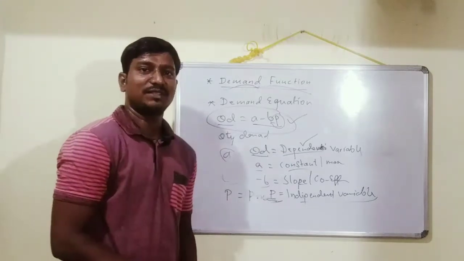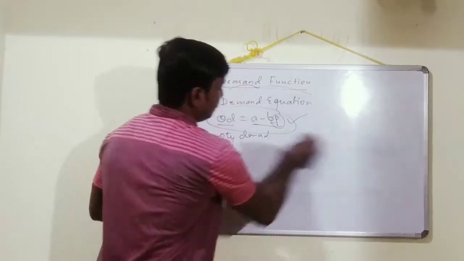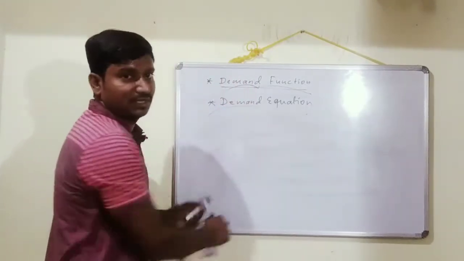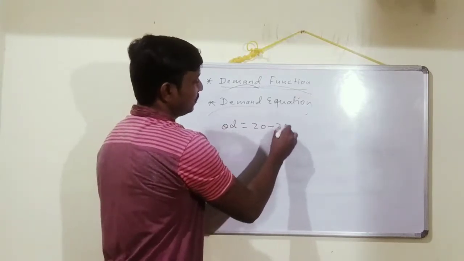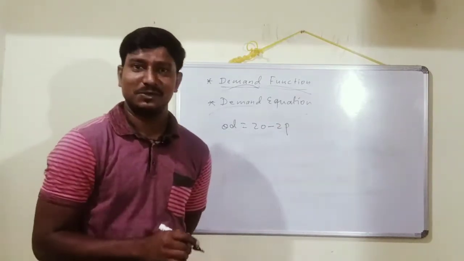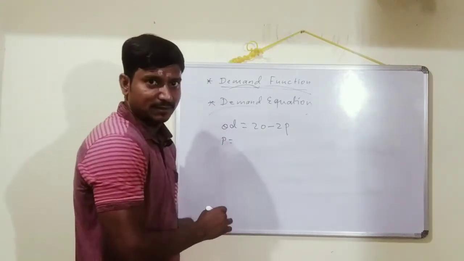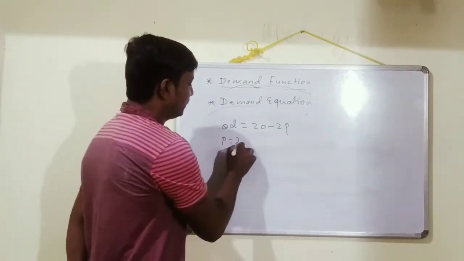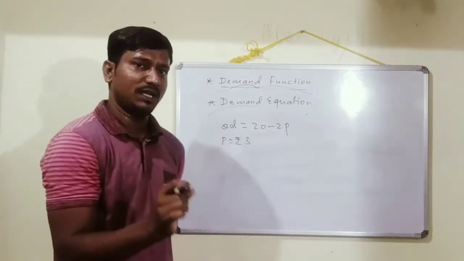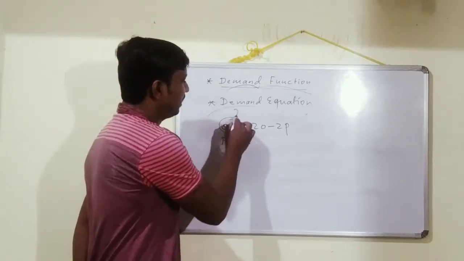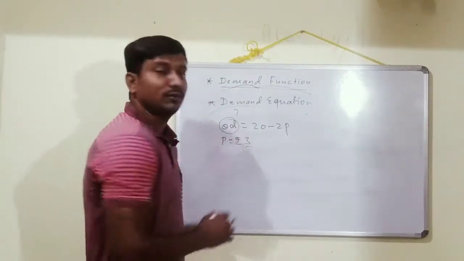So let us take an example and calculate this quantity demand now. Assume that we have been given a demand equation: QD is equal to 20 minus 2P. This is the equation given to us. Here we have been given the price, which is equal to rupees 3. So if the price is rupees 3, what is the quantity demand we have to find? What is the level of quantity when the price equals 3?